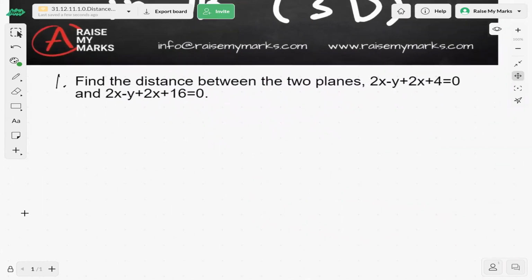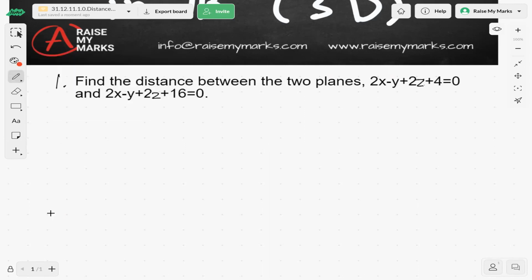We're asked to find the distance between two planes. We're given two planes, 2x minus y plus 2x plus, okay, that's a little odd. We have a bunch of x's in here. We don't have planes. Looks like we got some typos, so let's fix that up. Let's replace this with a z. So we actually have a plane. All right, so our first plane is 2x minus y plus 2z plus 4 equals 0. Our second plane is 2x minus y plus 2z plus 16 equals 0.